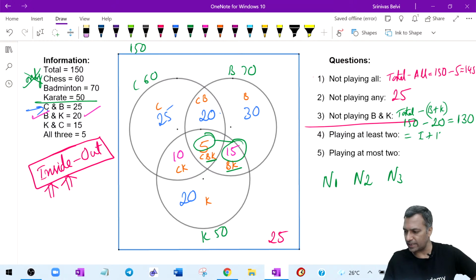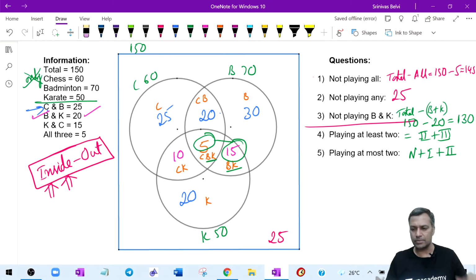Playing at least two means playing exactly two and playing exactly three. All right. Playing at most two means what? Playing at most two means playing none, plus playing exactly one game, and playing exactly two games, right? Yeah. So we can get those numbers. That's not a big deal here.